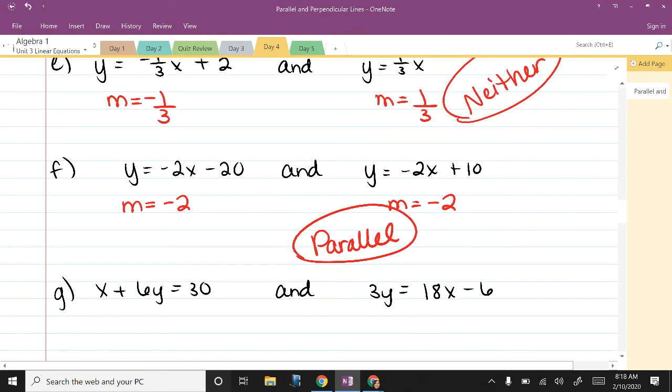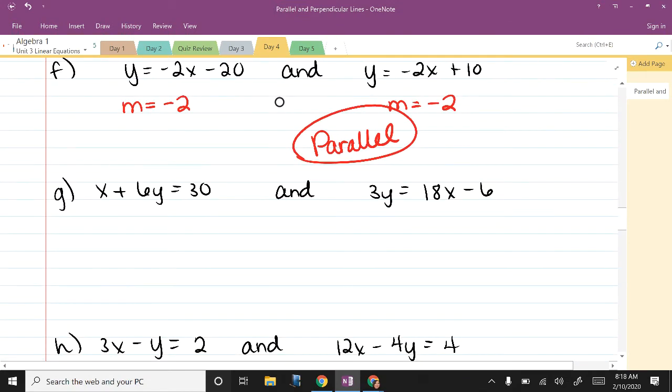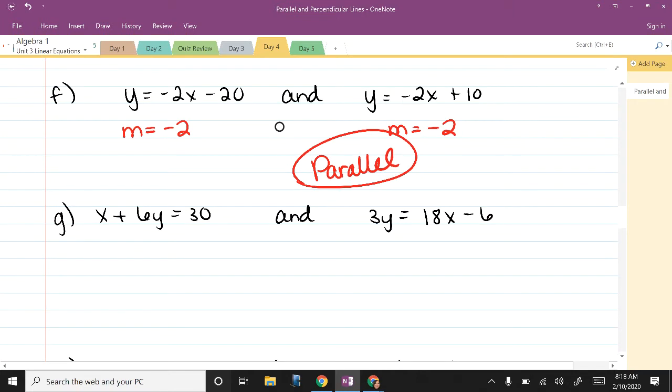Okay, now look at G here. So you gotta get them in MX plus B. I gotta make it look like y equals mx plus b. So I'm gonna give you a second, let you copy down the first one. X plus 6y equals 30. So I can't even tell what that slope is because it's not in slope intercept form.